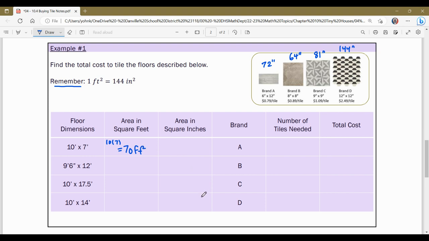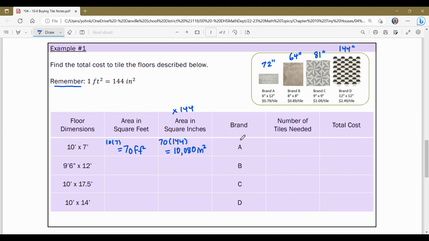Now, I need to change my square feet into square inches. To do that, I'm going to multiply by 144 because there are 144 square inches in every square foot. So I'm going to take my 70 and multiply by 144. That's going to give me 10,080 square inches. That's important because my tiles come in square inches.